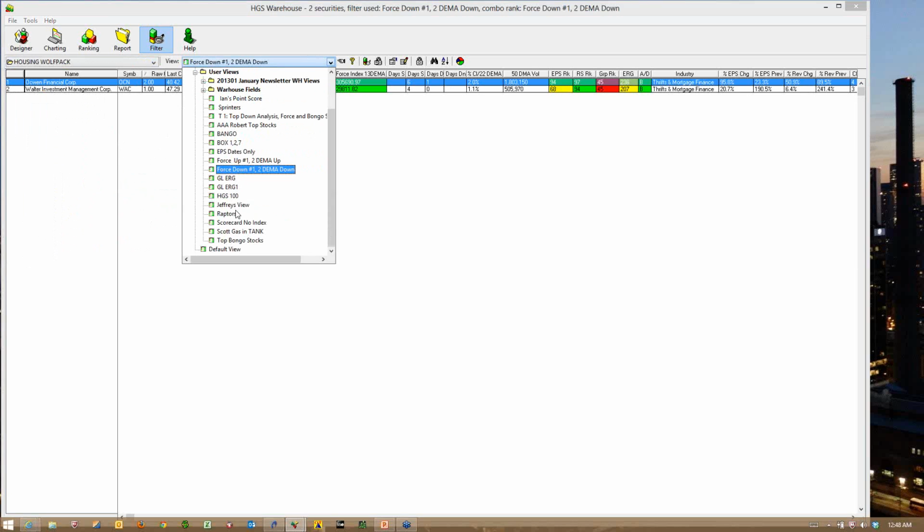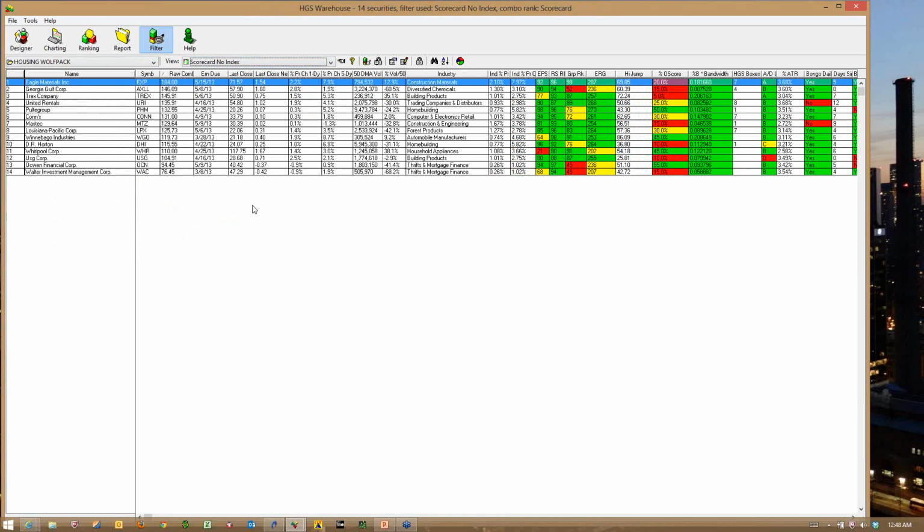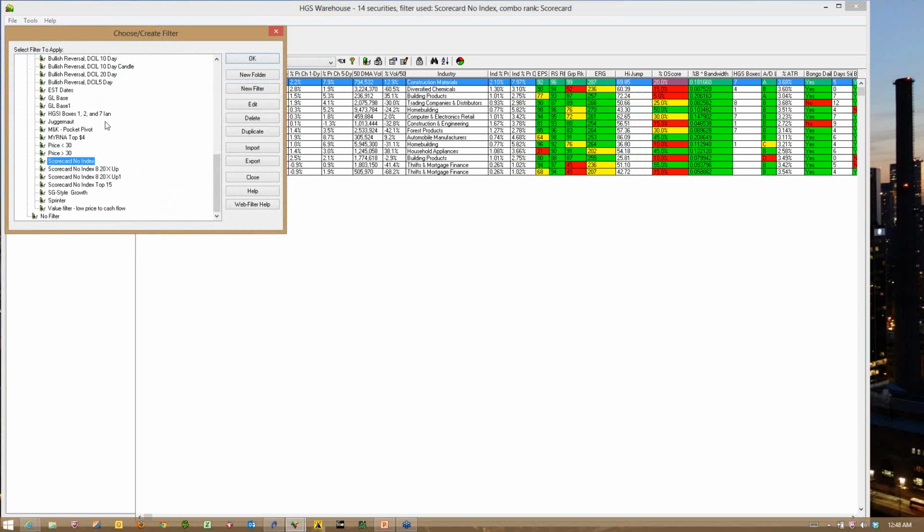That's fine. Scorecard, no index. That I thought were moving. Actually, I want the index. And I made my own little index to see how those stocks did for the week.